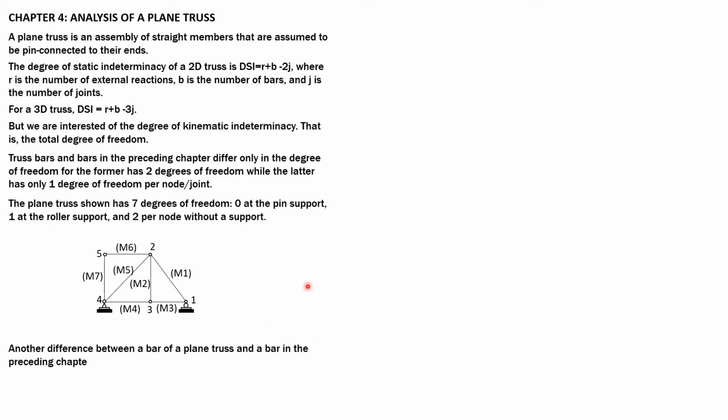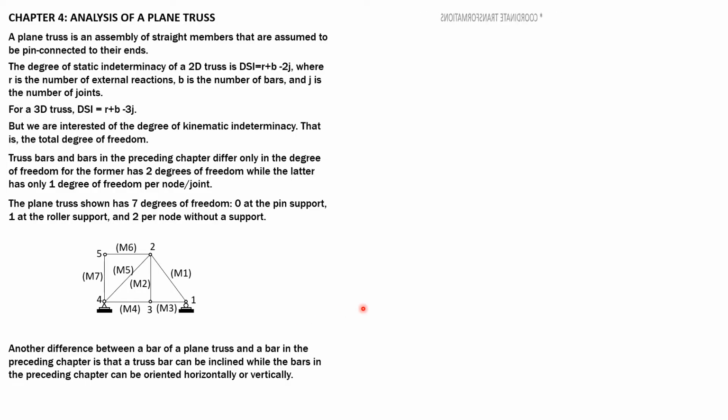Another difference between a bar of a plane truss and a bar in the preceding chapter is that a truss bar can be inclined, while the bars in the preceding chapter can be oriented either horizontally or vertically. So let's now proceed to the coordinate transformations.